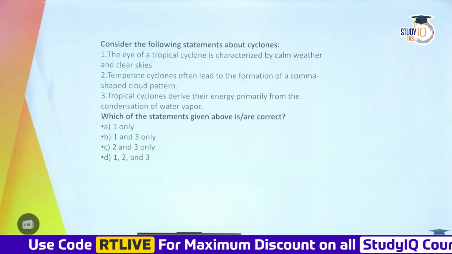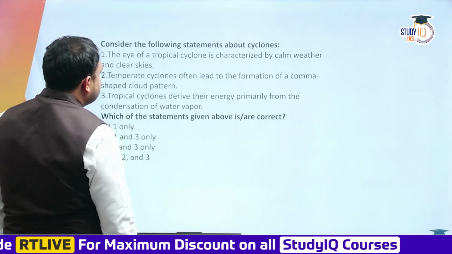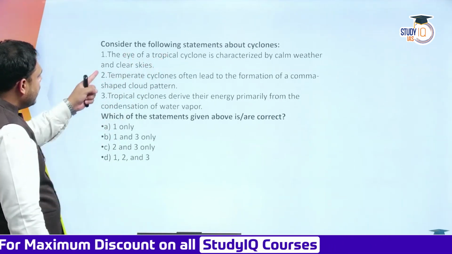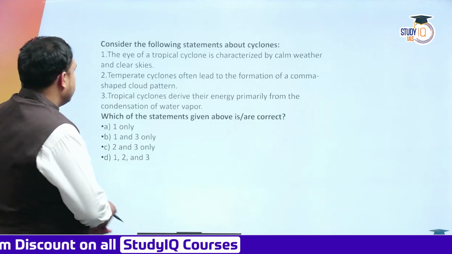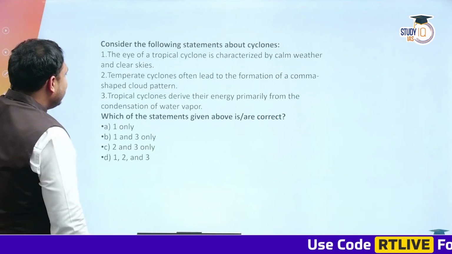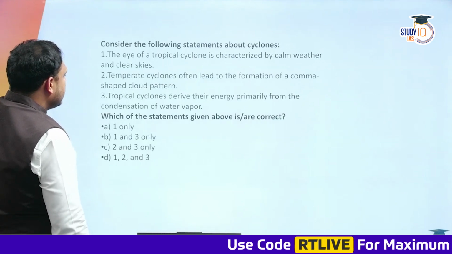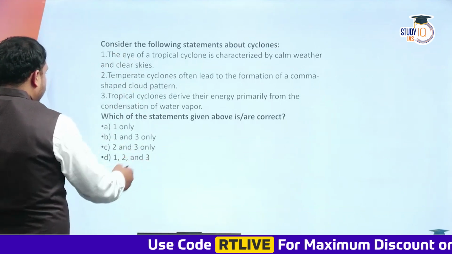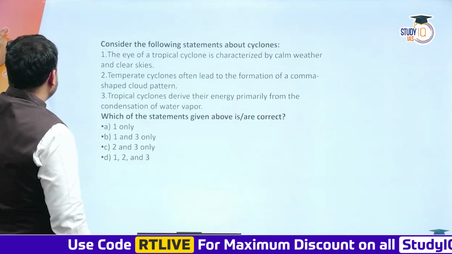हाँ जी बताएं. The eye of a tropical cyclone is characterized by calm weather and clear skies. ठीक है, characterized ठीक है, again open ended नहीं है. Temperate cyclones often lead to formation of a comma shaped cloud pattern. Guys, अगर आप देखें वो comma ही तो था, like this. Fine. Tropical cyclones derive their energy primarily from condensation of water vapor. जाता है ऊपर, you know that. All three are correct. Answer is D. So again, these questions are designed to play with your vocabulary.